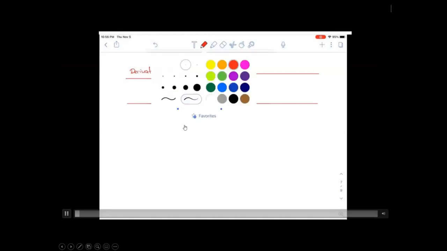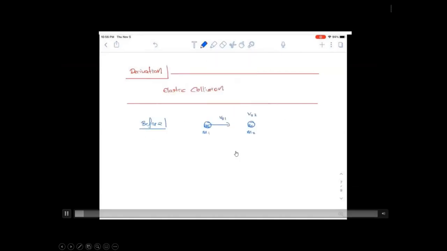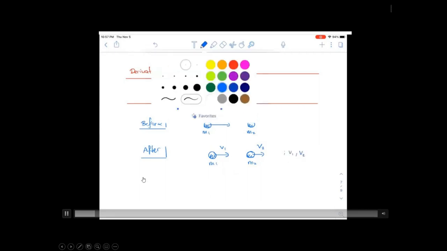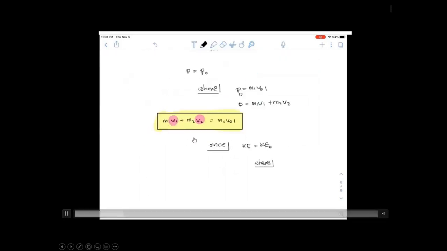All right, so in order to solve this problem, we assume elastic collision. The reason we make that assumption is because here's the person, here's the car, and after the impact, the person is moving, so is the car. So we figure out the final speed of the person and the final speed of the car relative to the initial speed of the car. So we have two unknowns. We came up with one equation, the conservation of momentum equation.